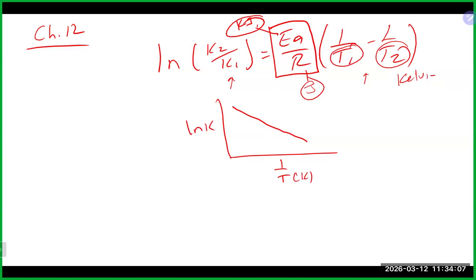So if you have two points, as we talked about, you could solve for really anything. You can solve for a rate constant. You can solve for activation energy here. You can solve for a temperature if you have the other pieces of information along the way.